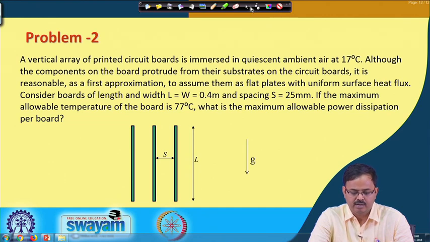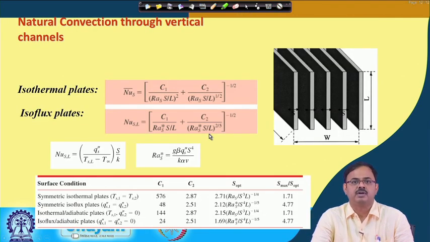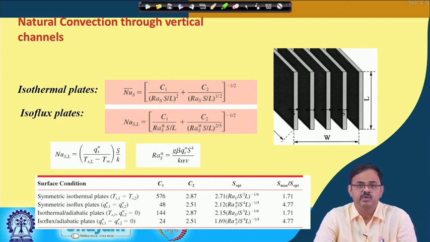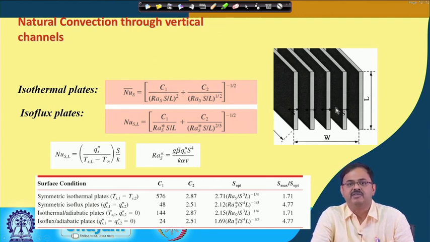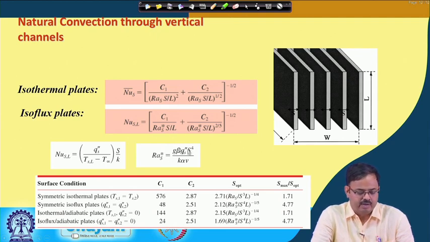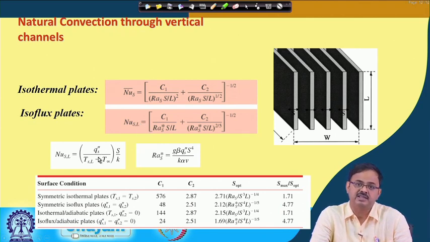Let us go back to the last lecture, to this curve. What we have to do is, this is a uniform flux, that is what they said. So, we have to take this isoflux correlation, and C1 C2 is given to you, 48 2.51. Do I know S? Yes, 25 mm it was given. The spacing was given, the length was also given, 0.4 meters or so, 40 centimeters. S over L is known. So, this is going to give me this Nusselt at L, which is defined in this form.